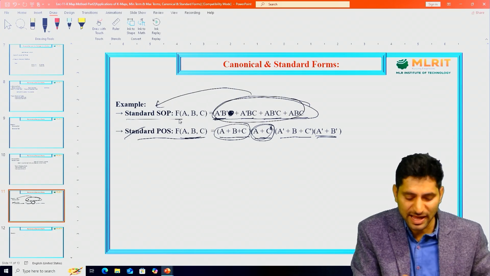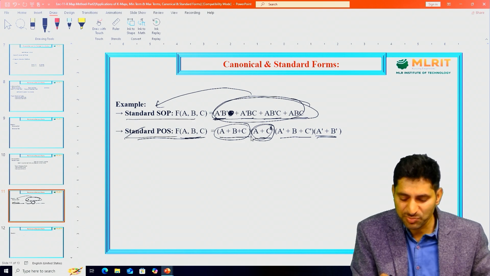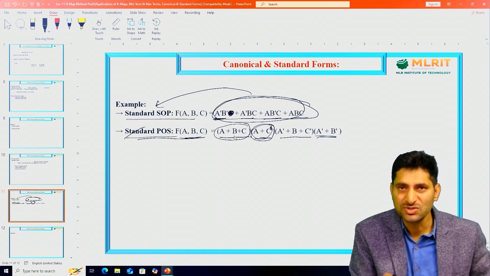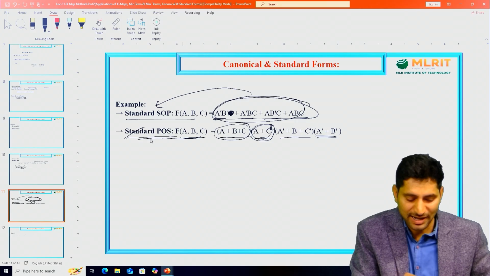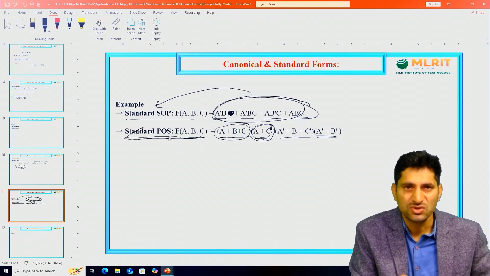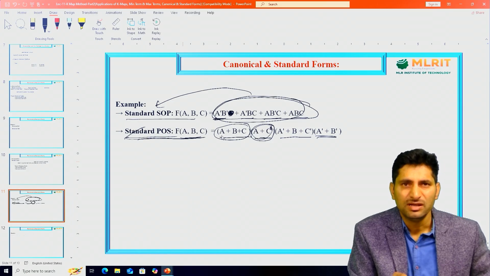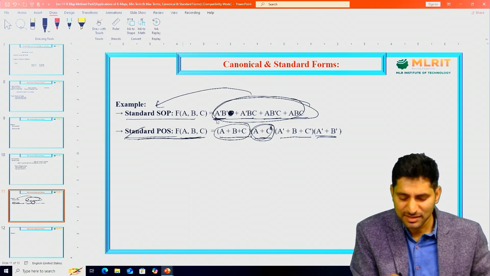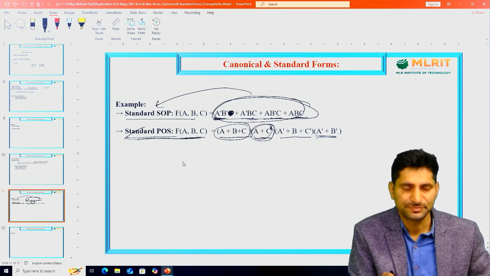So this is standard SOP form, and this is a product of sums, so it is product of sum form, and it is standard. So this is standard POS form. In standard form there need not be all the input variables to represent these terms.